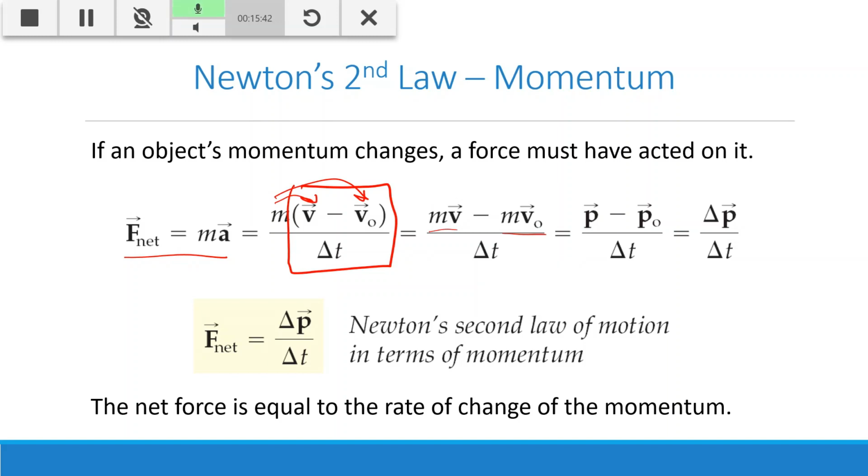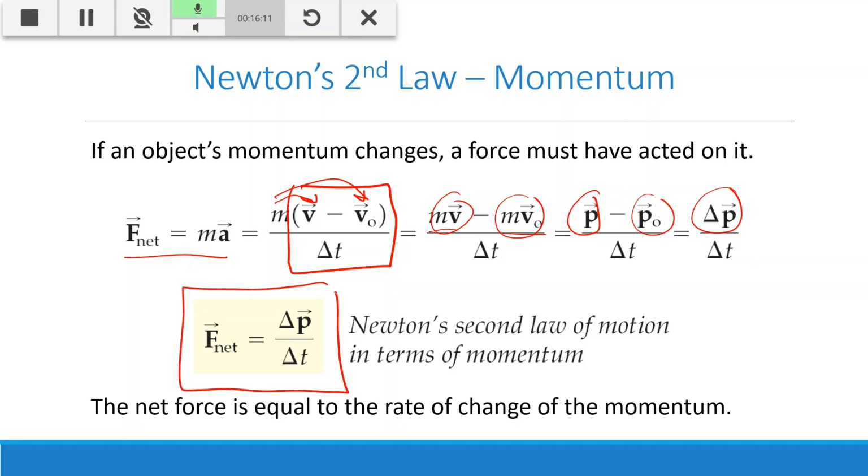Well, those are just momenta. So P here is m times v, that's the momentum at some time. And then mv0 is going to be our momentum at the start. Well, that's end minus start, that's just change in momentum. So we can put Newton's second law in terms of momentum. And actually, that's how Newton originally intended this equation to be, in terms of momentum. So this is Newton's second law in terms of momentum.